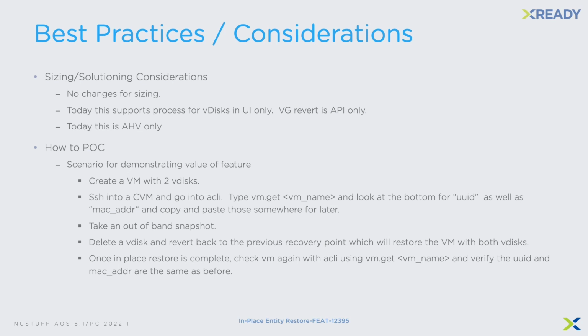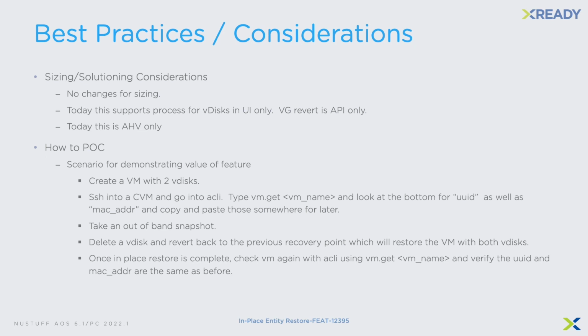At this point, take an out-of-band snapshot. And then once that's done and complete, delete one of the vDisks and then revert back to the previous recovery point that you just took. And you'll notice that it restores both vDisks to the virtual machine. And then once that's done, go ahead and log into the CVM again and use a CLI to do a vm.get space VM name and verify that the UUID and the MAC address are the same as before.